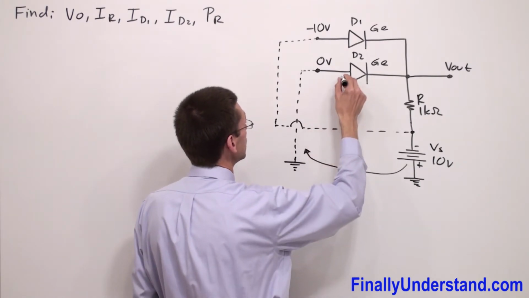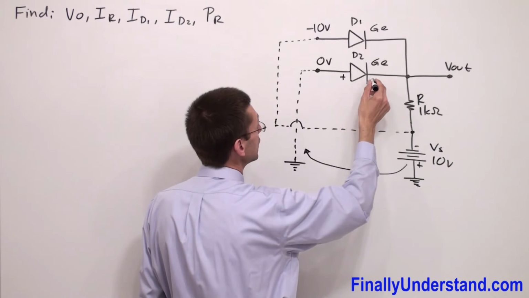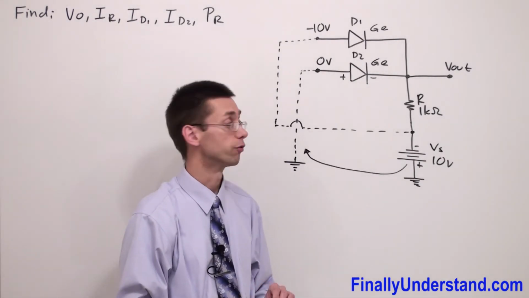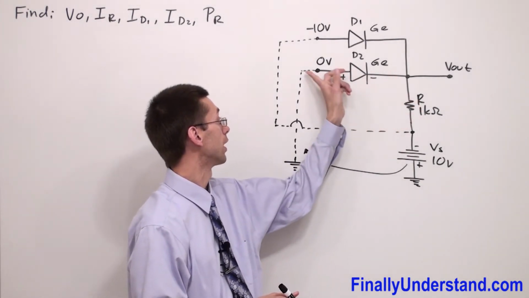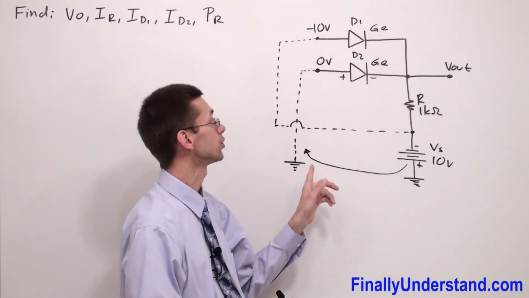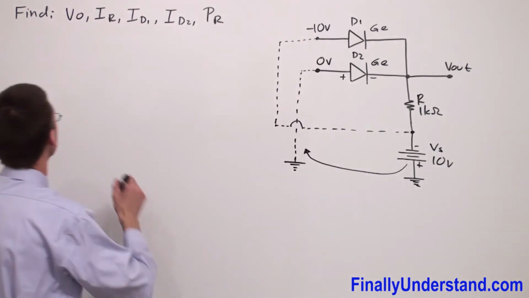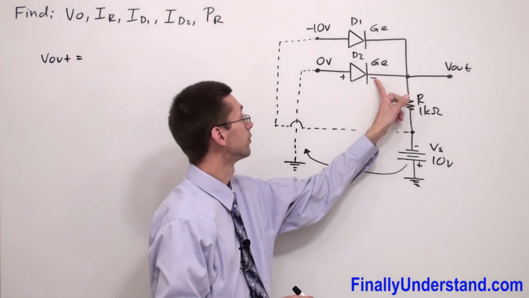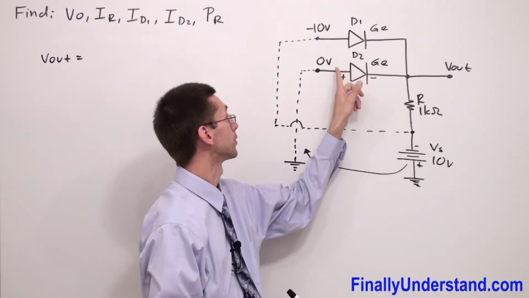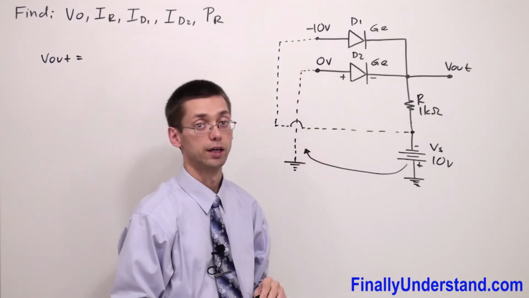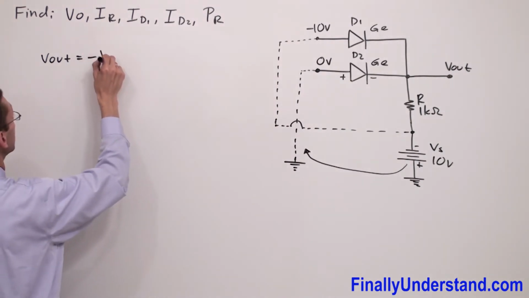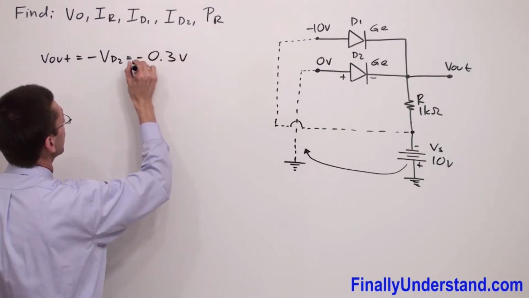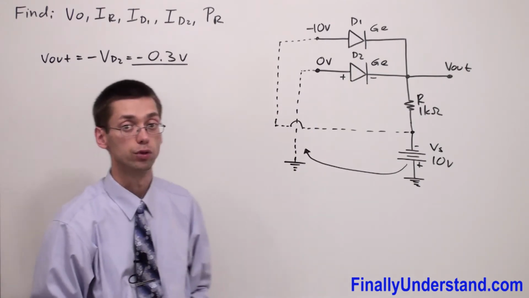Anytime current is entering the diode, I'm supposed to write a positive sign. Anytime it is leaving the diode, I'm supposed to write a negative sign. Next, I'm supposed to find the output voltage, because on my way to ground, going by the diode, I do not have any resistors. I can find the output voltage right away, and you can simply write that Vout is equal to the negative voltage across the germanium diode, because after that we have just a connection to the ground. So Vout is equal to negative VD2, which is equal to negative 0.3 volts. So this is my output voltage.